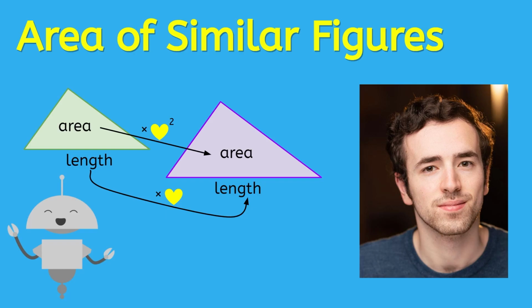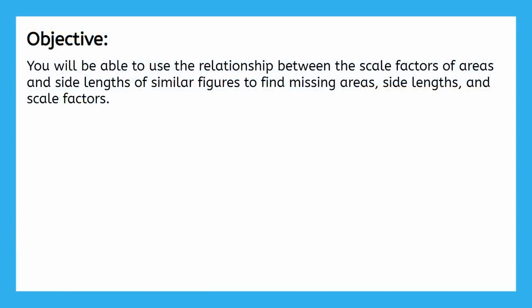In this lesson, we're going to be taking what you learned about similar figures a few units ago and applying that in 2 dimensions to area. By the end of this lesson, you will be able to use the relationship between the scale factors of areas and side lengths of similar figures to find missing areas, side lengths, and scale factors.